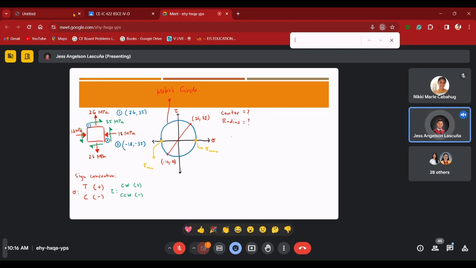Okay, how do we determine the center? The center is just the average of your normal stresses given. So that will be the average of 26 and negative 18, over 2. 26 plus negative 18 equals. Give me the value of the center.